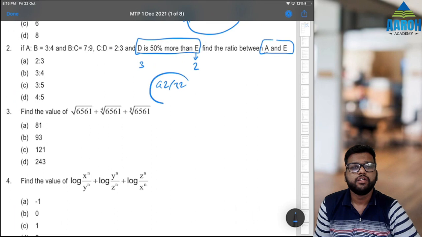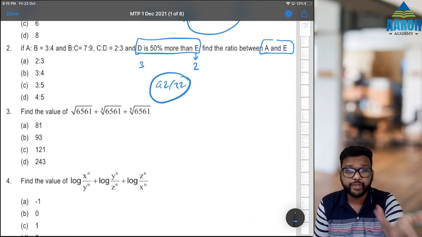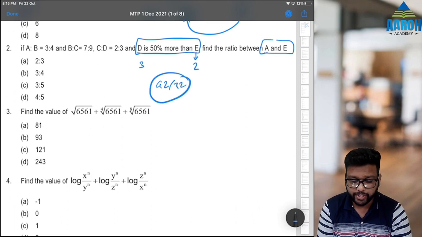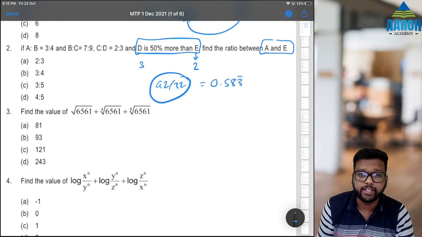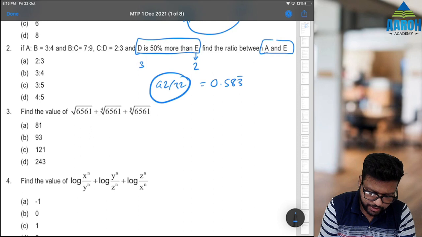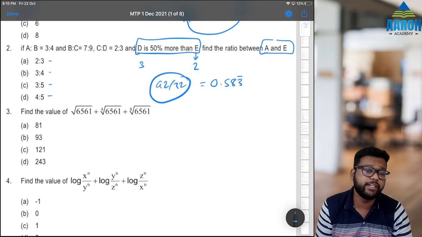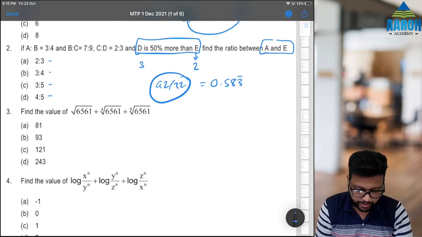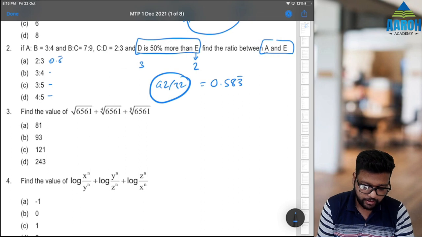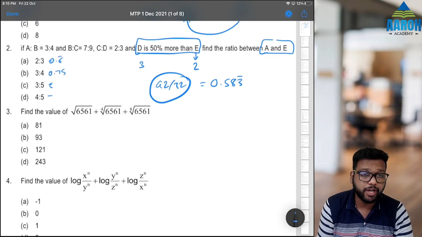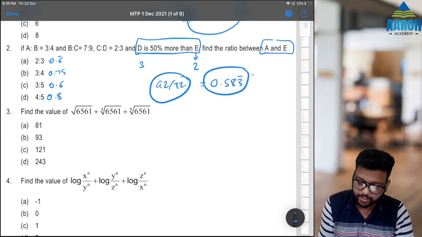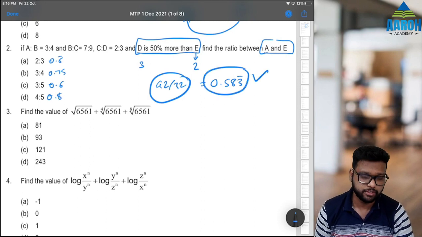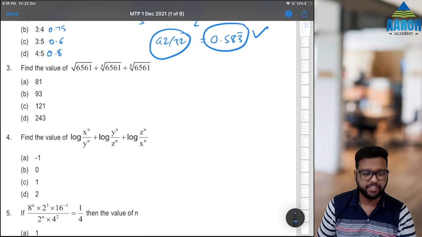Okay, now do it on calculator only. If you want, you can reduce it, but otherwise, what is 42 by 72 on calculator? It is 0.583 recurring, right? So from options, just check if you get 0.583 recurring anywhere. So that is not the case, because 2 by 3 is 0.6 recurring, 3 by 4 is 0.75, 3 by 5 is 0.6, and 4 by 5 is 0.8. So this is the correct answer, it is not in the options. Okay. Third is very easy.